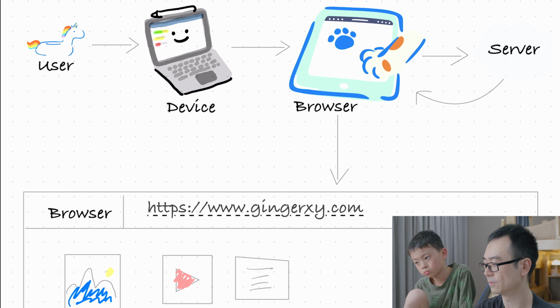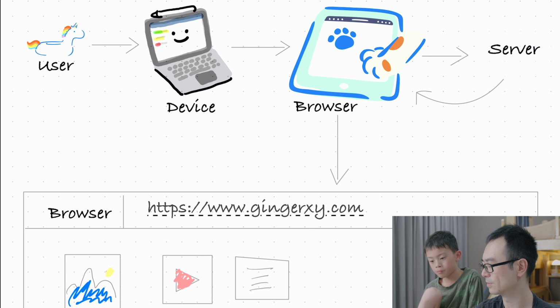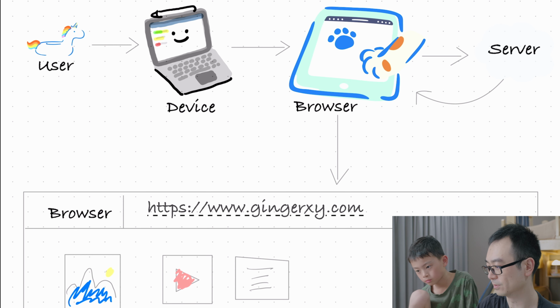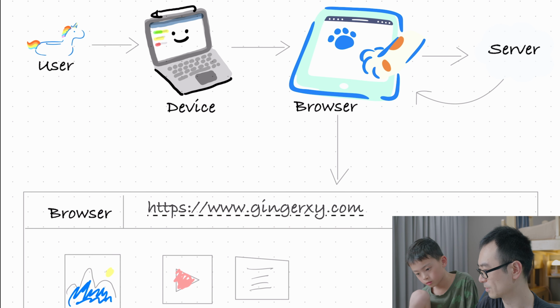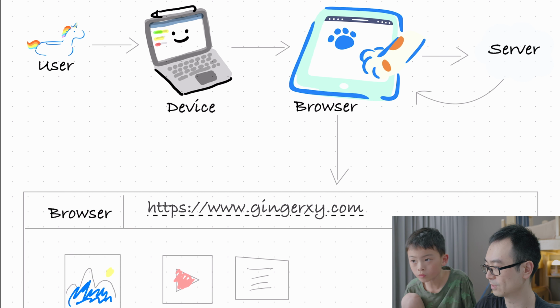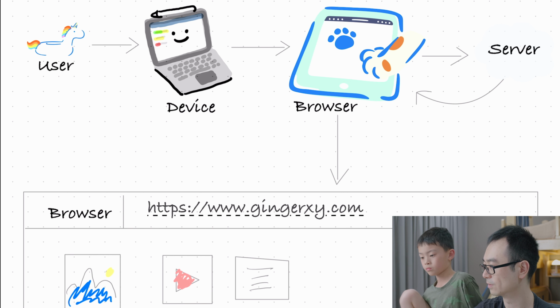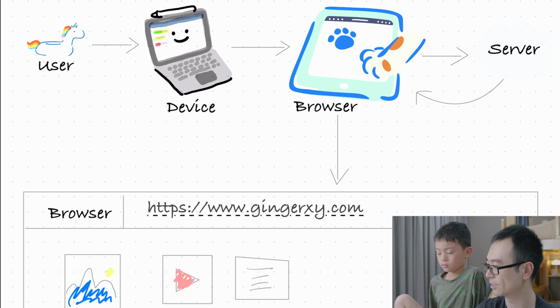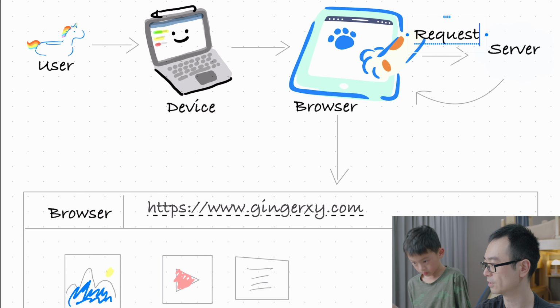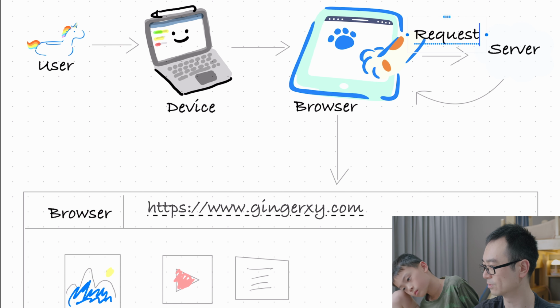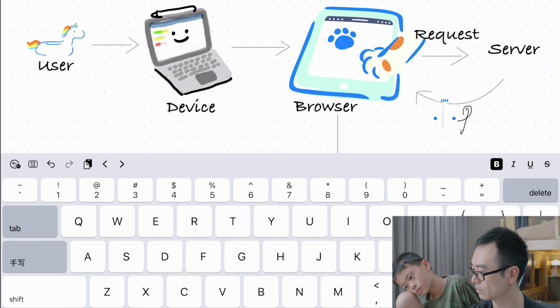So the user uses the device, opens up a browser to visit a website. So the user types in an address, right? Like www.gingerxy.com, for example. What happens is the browser goes to the cloud, into the internet, to the server. The server actually has all the code about that website. The browser makes a request to the server, and the server gets the request and decides if it wants to answer the browser. If it thinks it's okay, you're not a hacker, you just want to visit my stuff, the server will now send back something called a response.